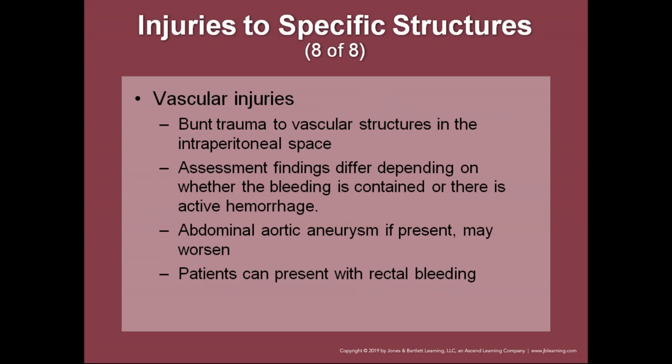Vascular injuries are a result of blunt trauma to the vascular structures in the intraperitoneal space. They're often masked by other injuries. Significance of these injuries depends on how many vessels were injured and the length of time that passed since the injury occurred. So your assessment findings can be different depending on whether the bleeding is contained or there is an active hemorrhage occurring. Abdominal aortic aneurysm is present and it may worsen. So aortic aneurysm, that AAA, you might hear it referred to.